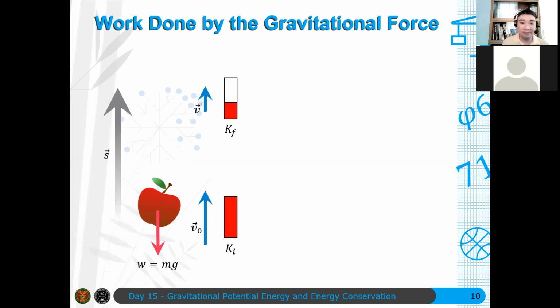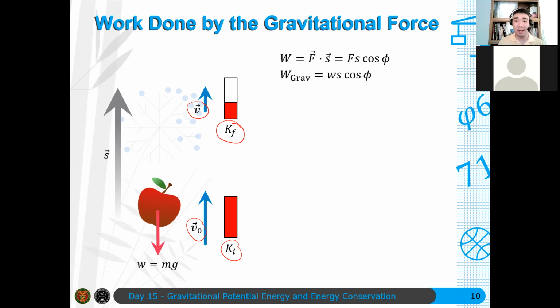So the point here is the final velocity is less than the initial velocity. As a consequence, the final kinetic energy is less than the initial kinetic energy. Di ba? So Ki is greater than Kf. And thus, by using the work kinetic energy theorem, the work done by gravity is mgs cosine phi, and this is just delta K. And therefore, the work done by gravity is mgs cosine phi, where phi, anong phi dyan?